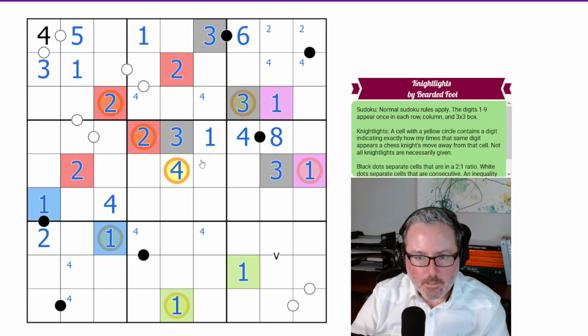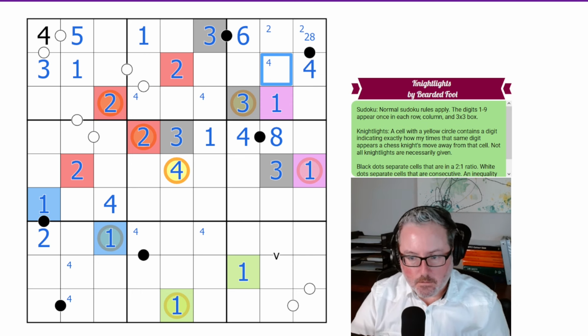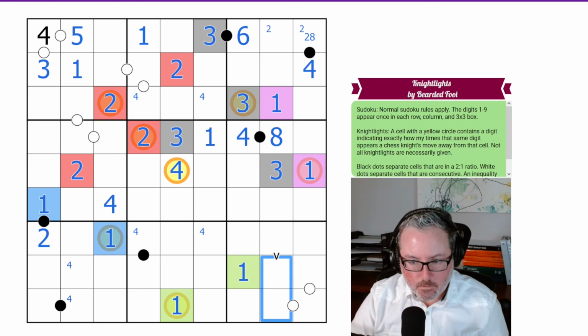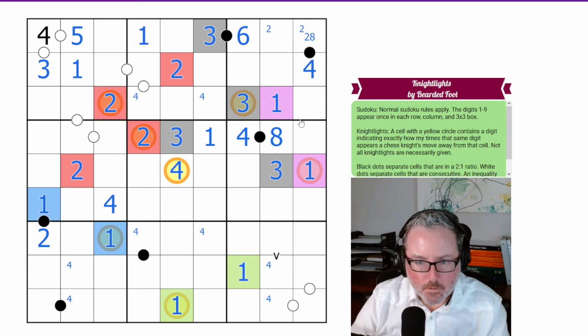Now, what other Kropki dots do we have? What about this one? This can't be 1, 3, 4, or 6, so it can only be 2 or 8. This one can't be 1, 2, or 3, and it can't be 6, so it's either 4 or 8. But this could never be an 8, so it has to be a 4. So let's get rid of that. Now, there has to be a 4 in one of these. So we've got our X-wing of 4s down here, but we already kind of knew that, so okay. We're getting something. We're moving along.